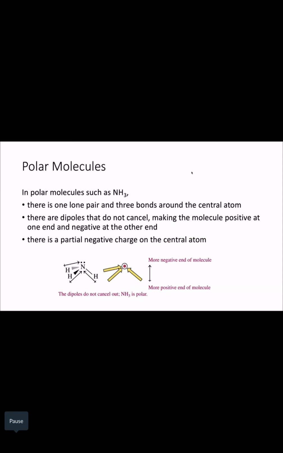So polar molecules, like nitrogen, again, we're going to see that's what is important. Geometry is so important. We're going to see they're going to be pushing in that direction because the nitrogen is more electronegative. So the dipoles do not cancel out. So ammonia, it is polar. Okay, it is going to be polar. So those geometries are going to be important.